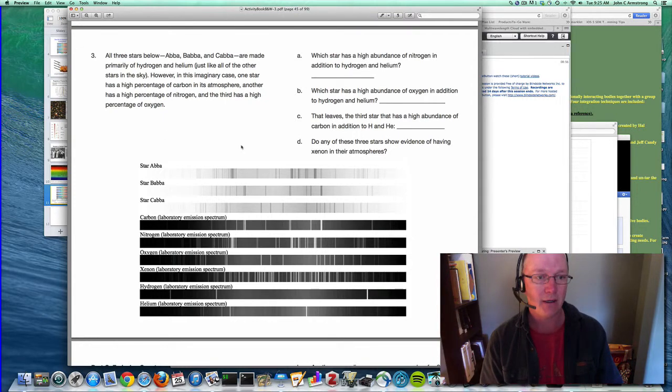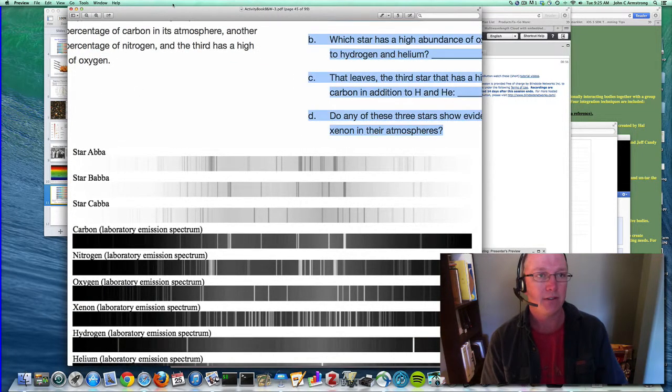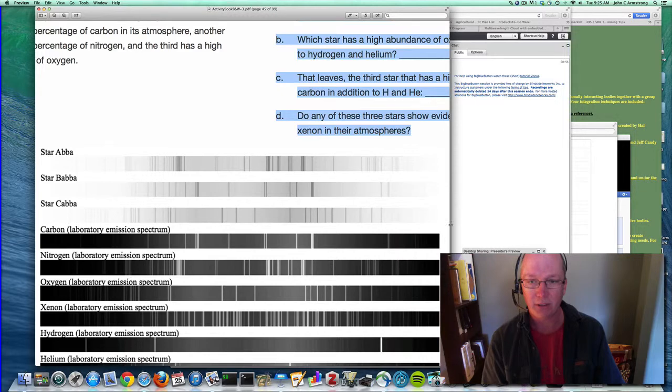And so what we have here is three fictitious stars, and we call them star A, B, and C, although we call them ABBA, BABA, and KABA because those are a little bit more interesting names. And these are the absorption lines that we see from the stars. Let's see if I can zoom in on that. Yeah, so this is the absorption lines we see from the stars.